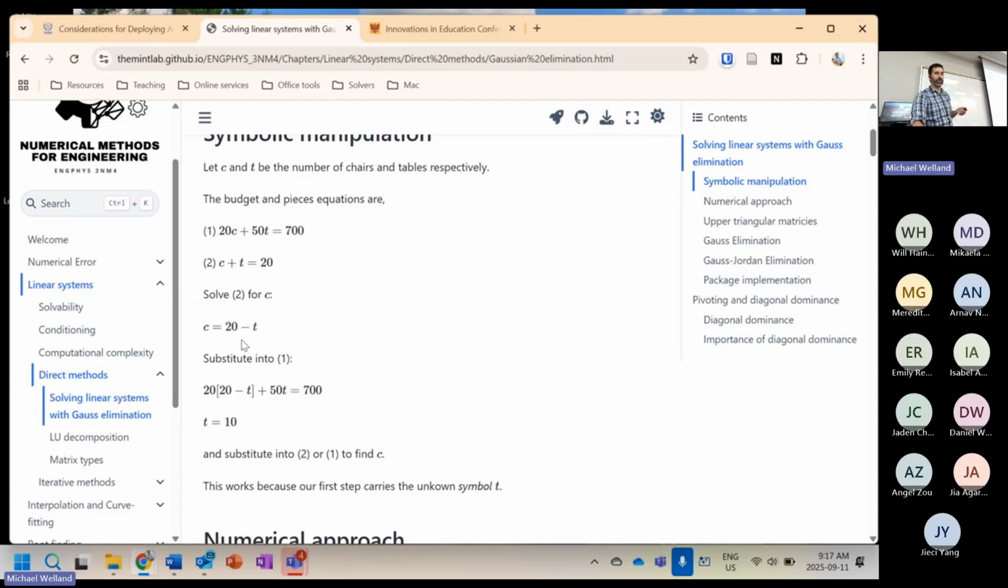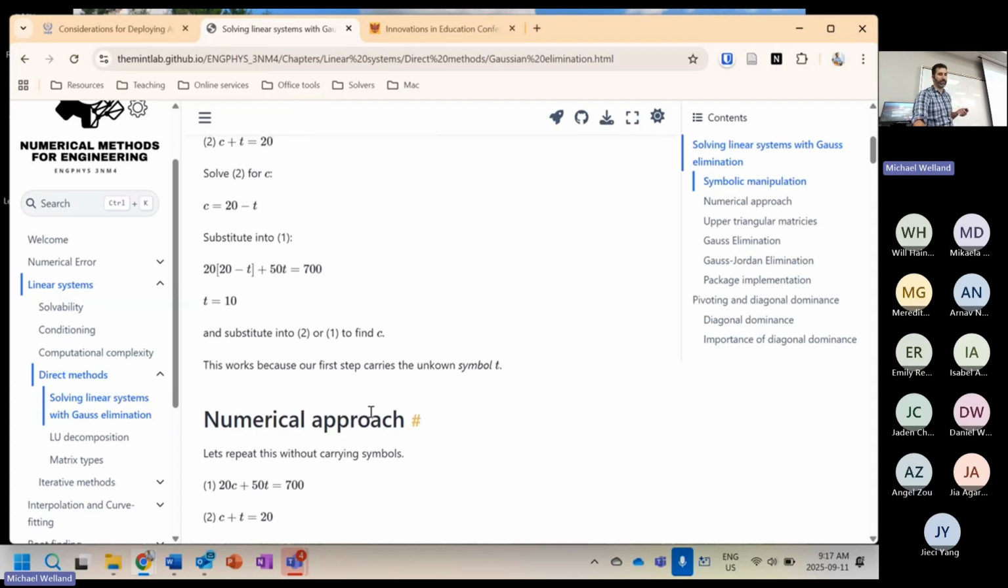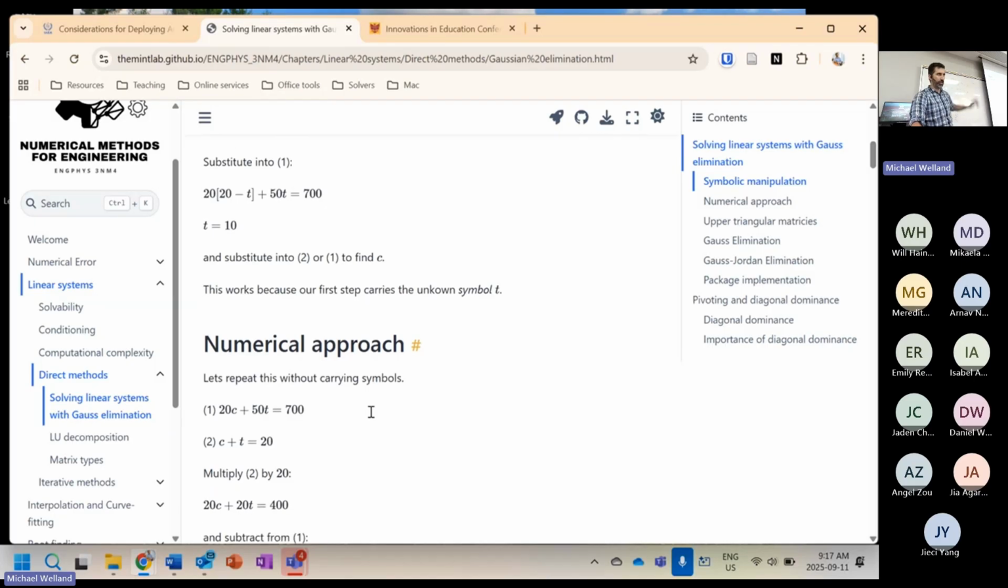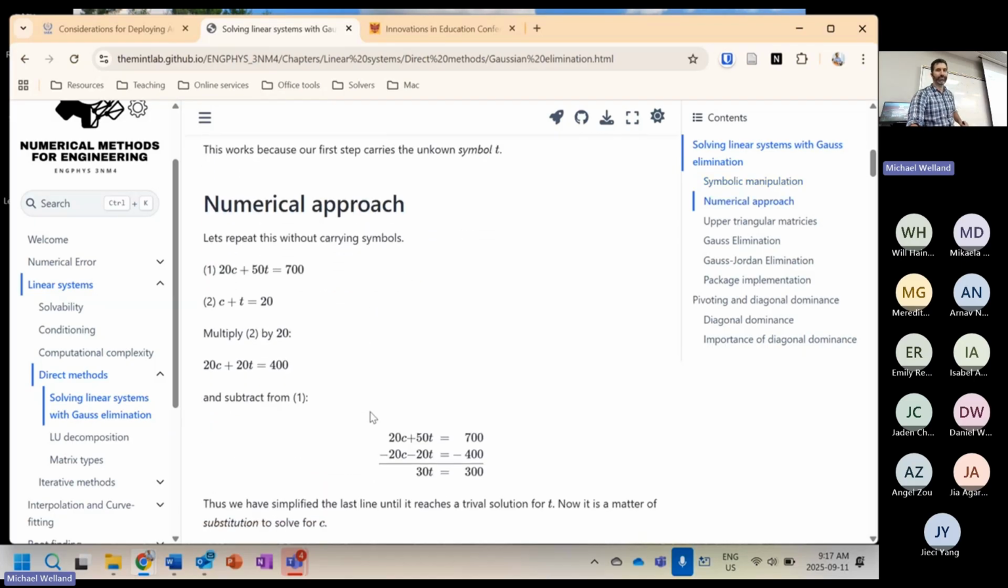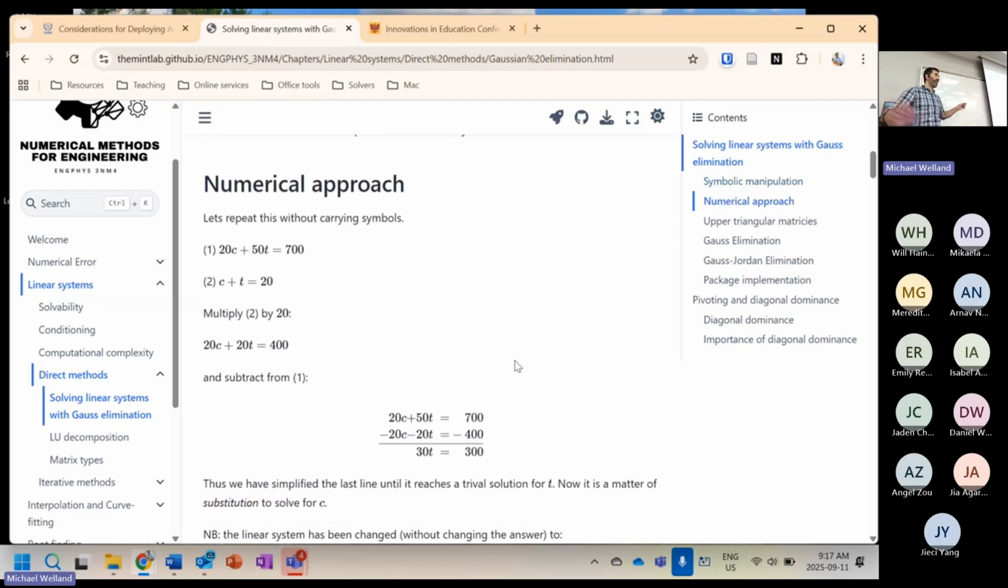You rearrange this for substitution, you plug it in, and then you can solve like that. Everybody know that substitution? If not, go back. Okay, the numerical approach is a lot more algorithmic because we're going to go into larger systems, n by n. So we start off with the same thing.